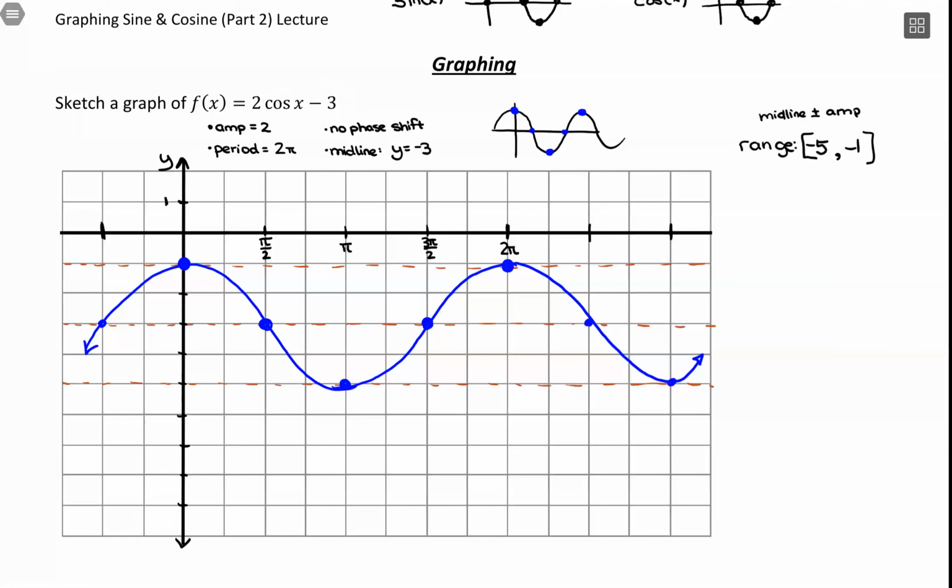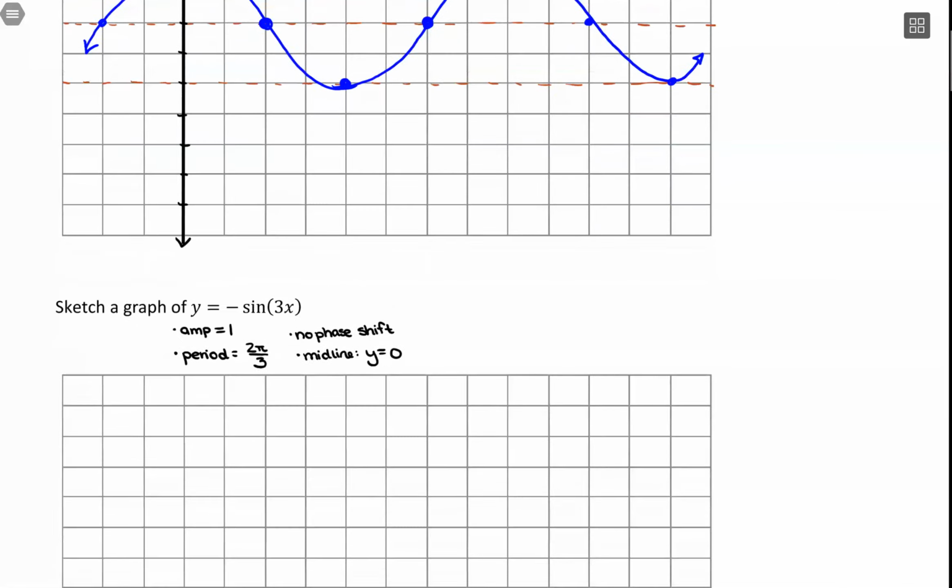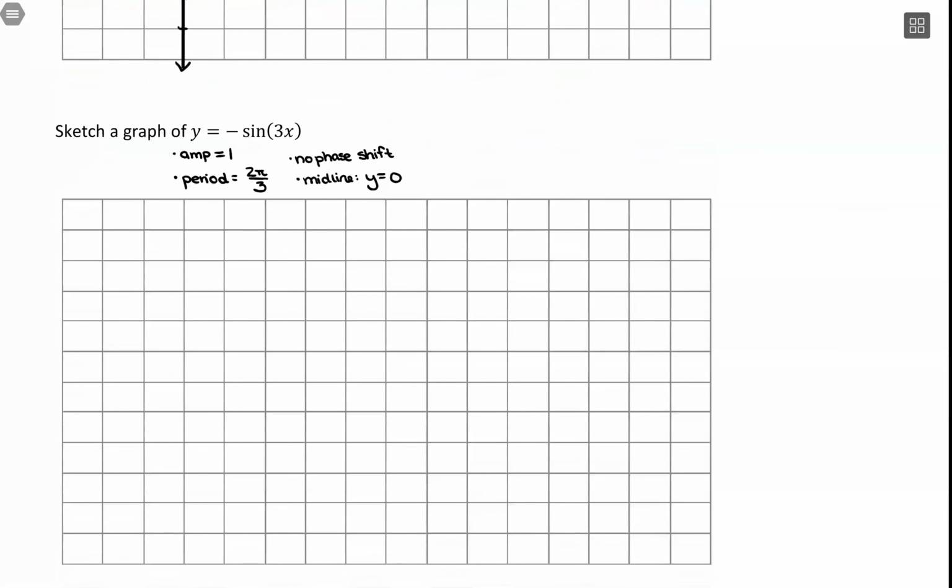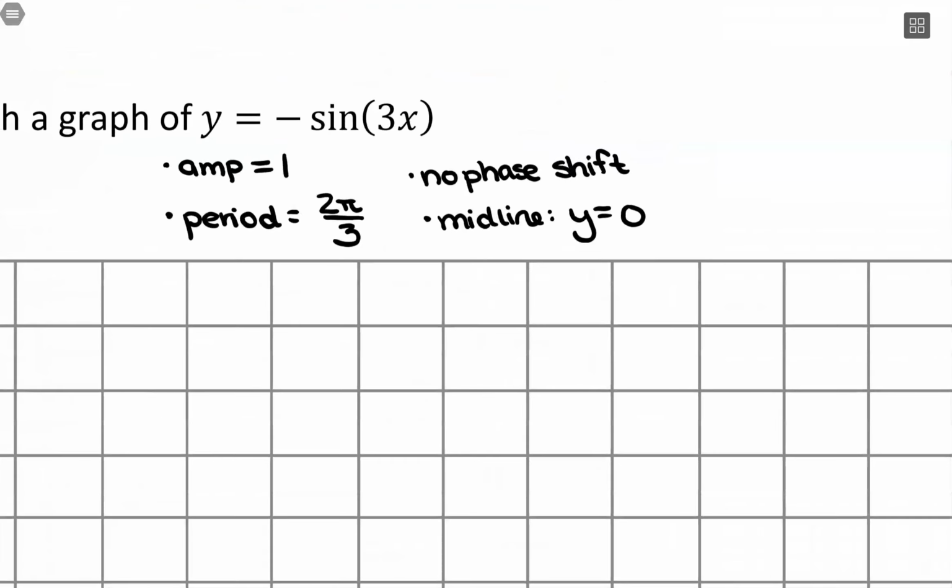Alright, let's do this a few more times. So, we have that negative sine of 3x. Now, the special piece with this is that we have that negative out front. So we're going to be reflecting over the x-axis.